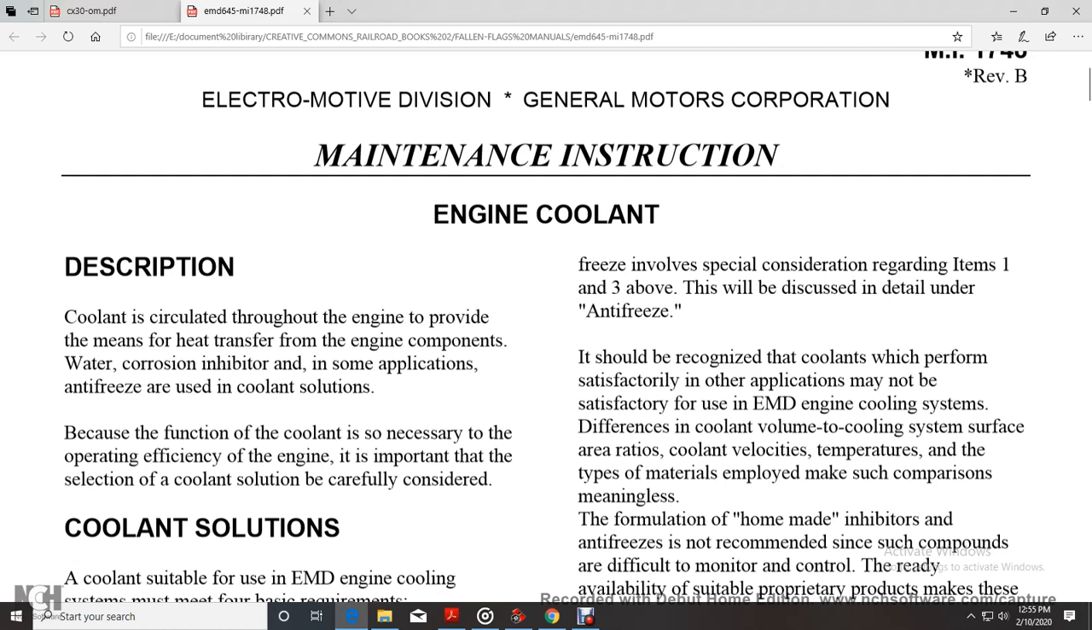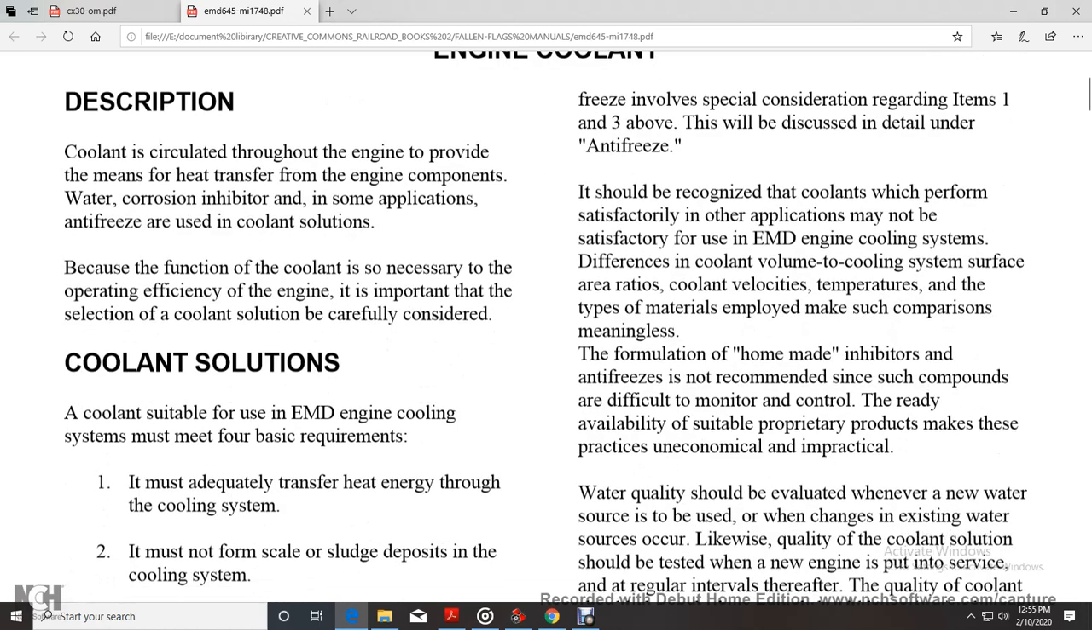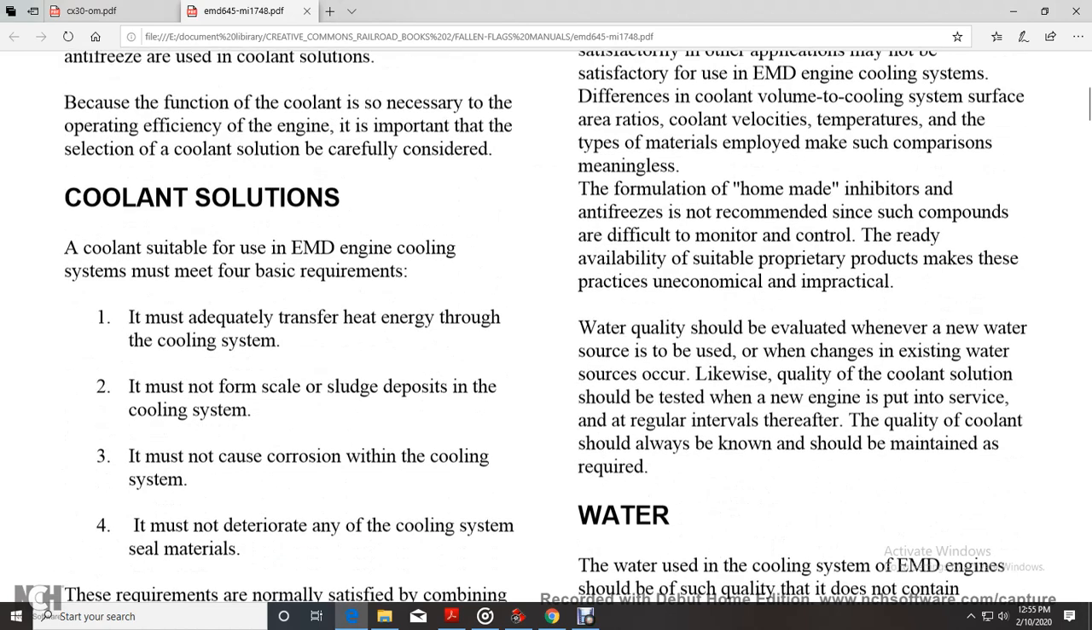The differences in the coolant volume of the cooling system, the ratios of coolant velocity and temperature, and the type of materials employed make such comparisons meaningless. Formulation of homemade inhibitor antifreeze compounds is not recommended, since they are difficult to monitor and control, and with the ready availability of suitable proprietary products, such practices are uneconomical and impractical.